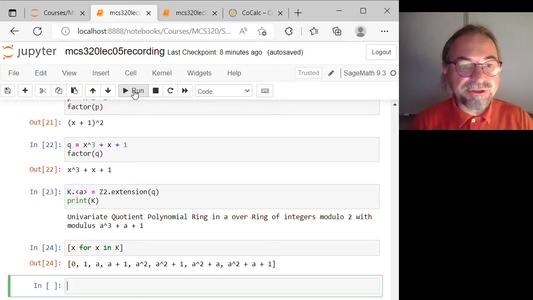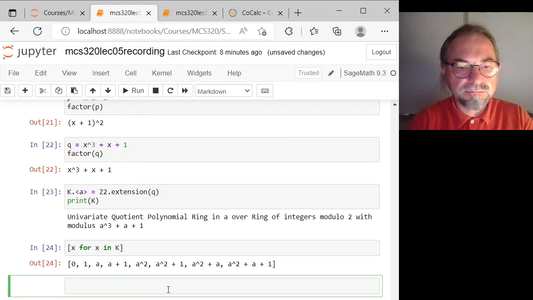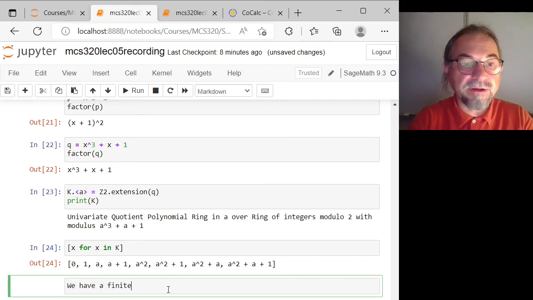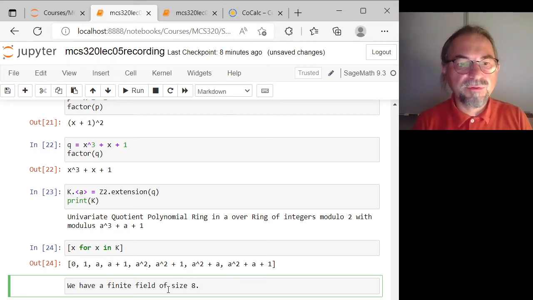So we have an extension field of 8 numbers, a finite field of size 8. You can get the 8 through enumeration, or you could also say we started with a field of size 2 and we used an irreducible polynomial of degree 3, so 2 to the power 3.